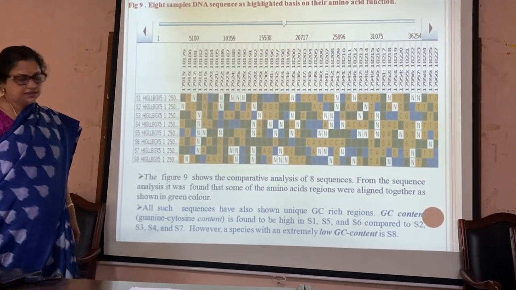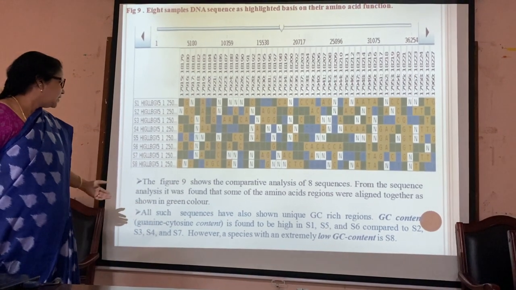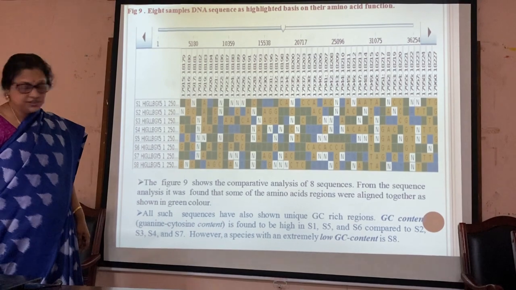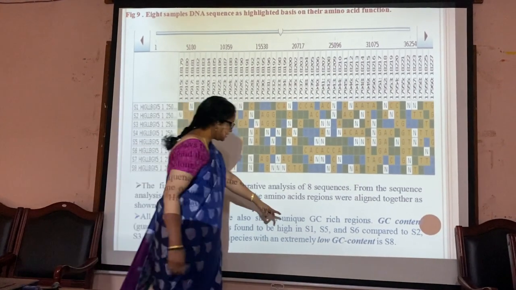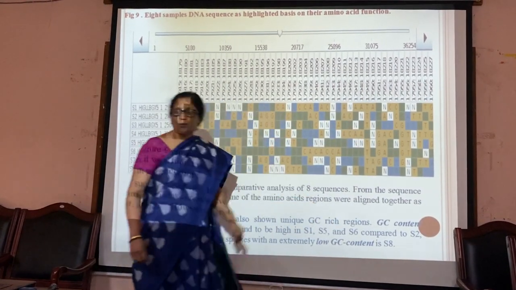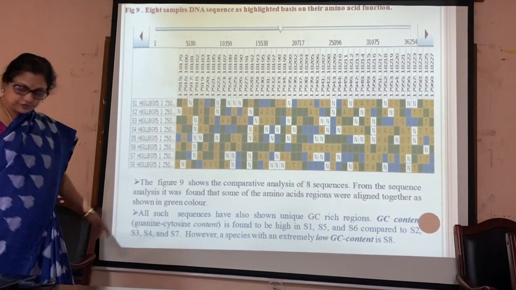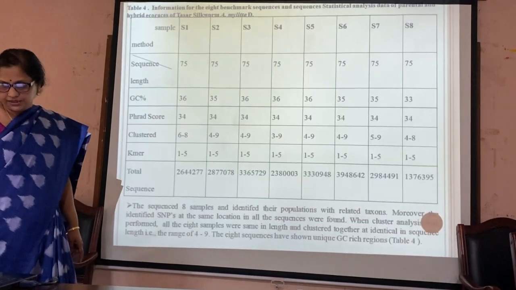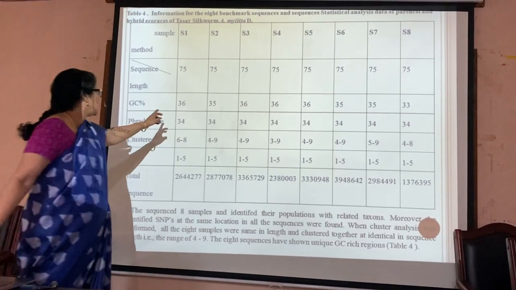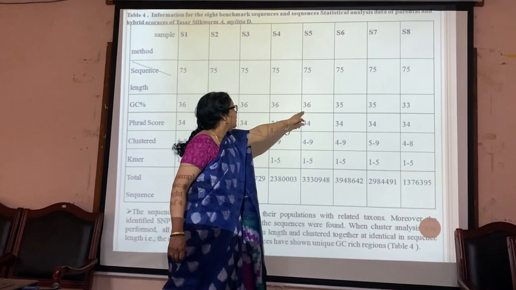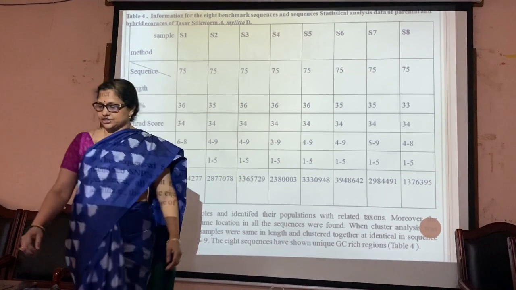And all these sequences which are GC rich are also formed. Most importantly, the GC rich regions were high in S1, S5 and S6 compared to others, like S2, S3, S4 and S7. We can go back here. We can see the GC rich regions are high in S1, S3 and S4 and also S5 when compared to other regions.